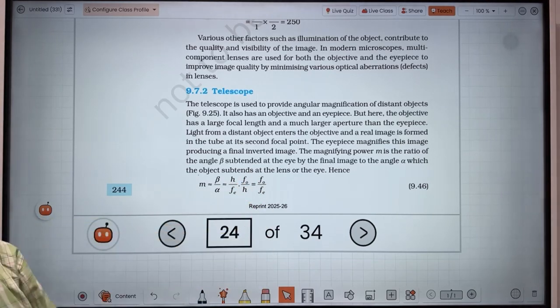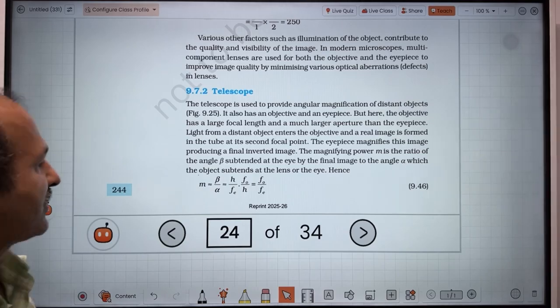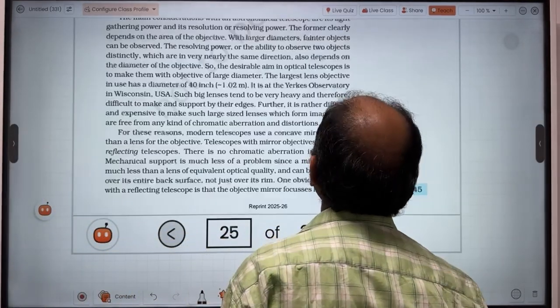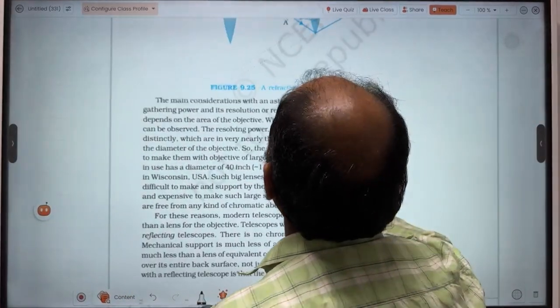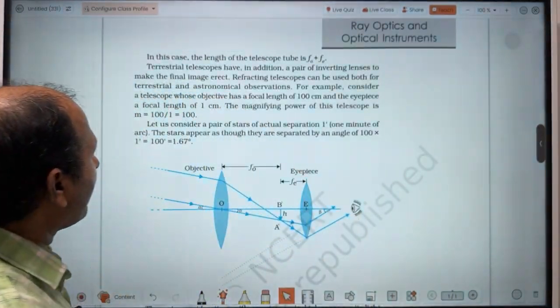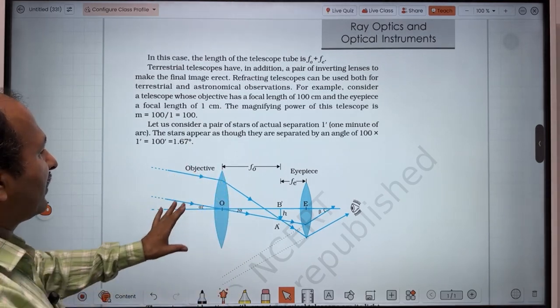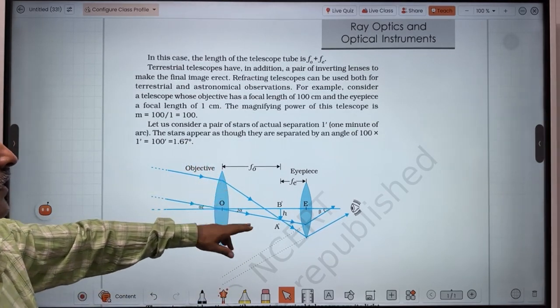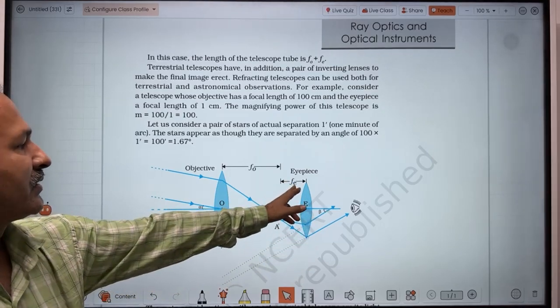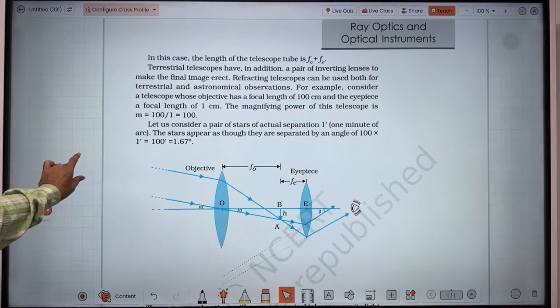So we get fo upon fe, which means the magnification produced will be the ratio of the focal length of the objective divided by the focal length of the eyepiece, and obviously it will be more than 1. Here the diagram is shown. This is the objective lens, whose aperture is larger and whose focal length is large as compared to the eyepiece. This is the objective, and here we assume that the object is at infinity.